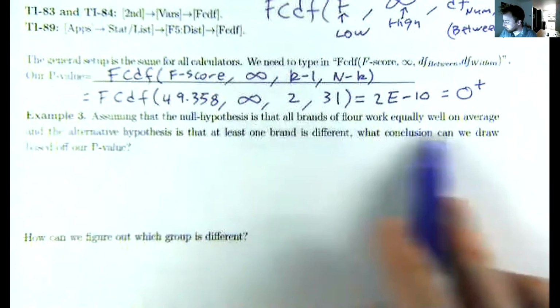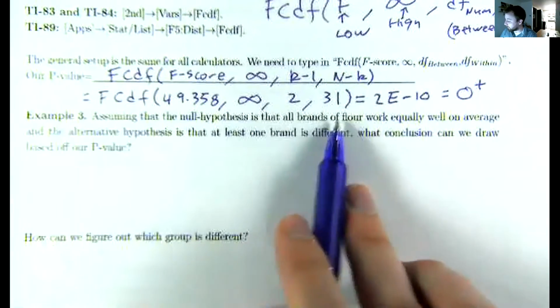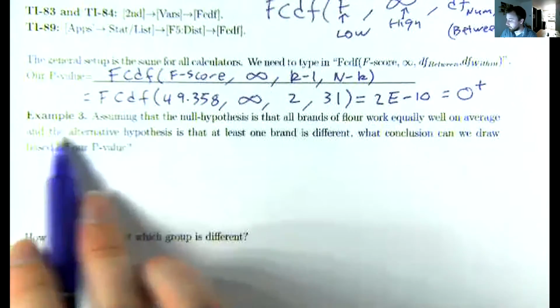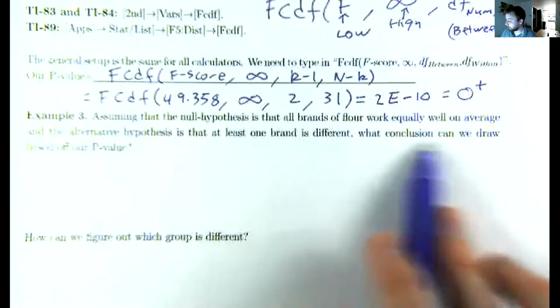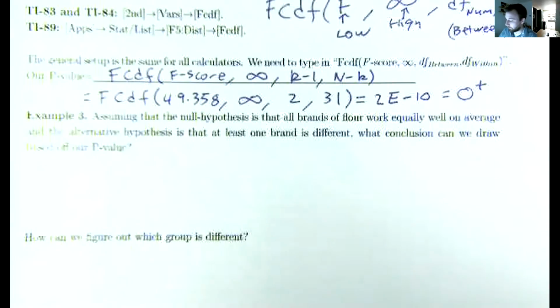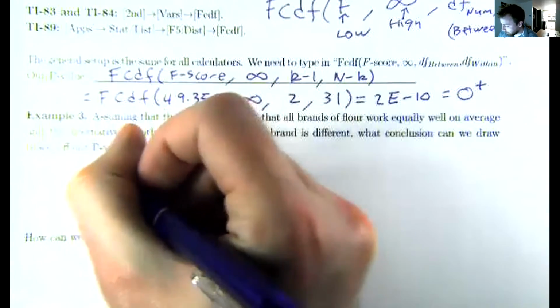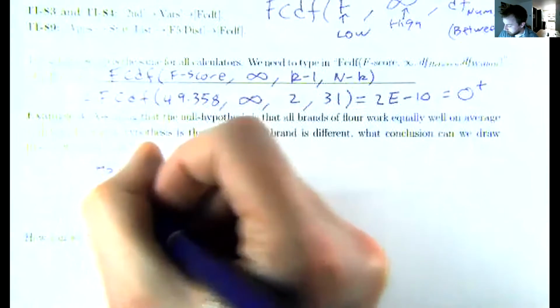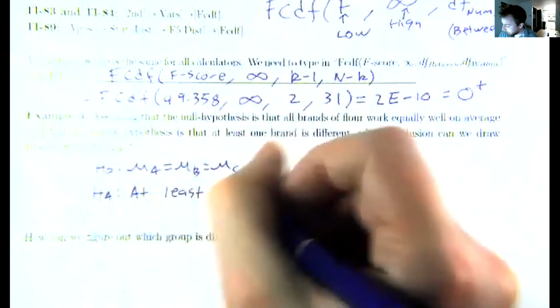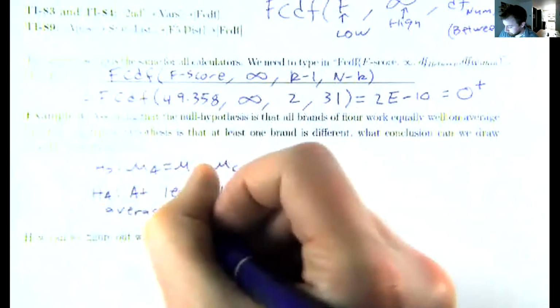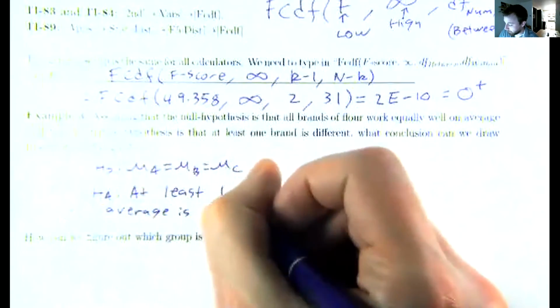Assuming the null hypothesis that all of the brands of flowers work equally well on average, and the alternative that at least one brand is different, what conclusion can we draw based off of our p-value? Our null hypothesis was the average of Arthur flower was the same as Bob's Red Mill, was the same as Cost Smart. Alternative was at least one average is different. And it won't tell me which one.